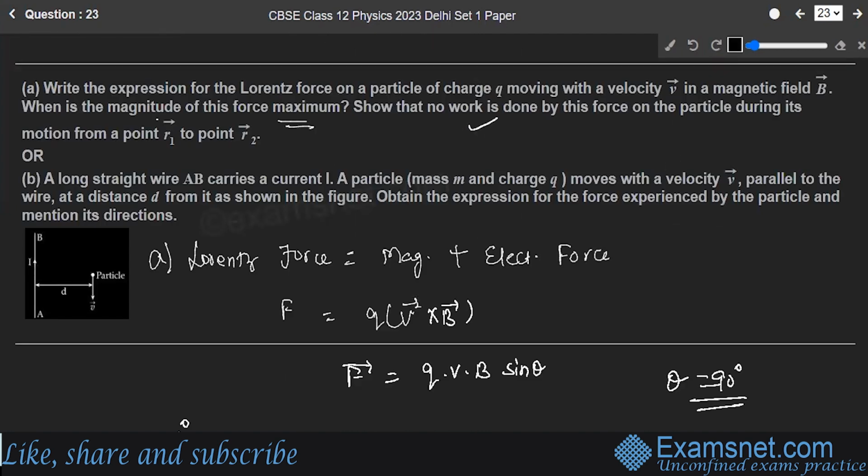Okay. Now, when is the Lorentz force maximum? We also discussed it is maximum when theta is equal to 90 degrees. All right. So now the B part, or this is a choice question. You have to solve this part also.